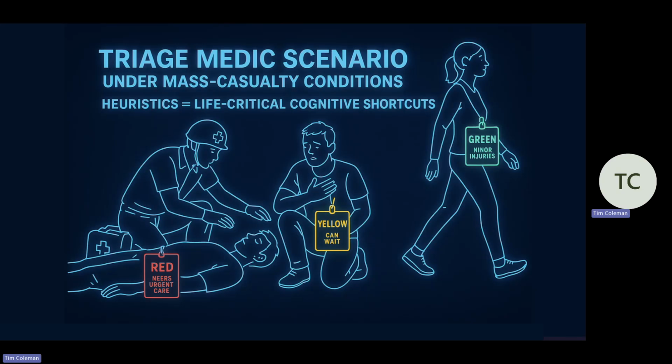And importantly, when I use the word cognitive in this talk, I don't mean exclusively human cognition. What we're talking about are agent-neutral bounded reasoning strategies. These are shortcuts that can be used by medics, but also by AI systems, autonomous agents, or decision support tools. They're strategies for operating under bounded rationality, regardless of whether the agent is biological or artificial.